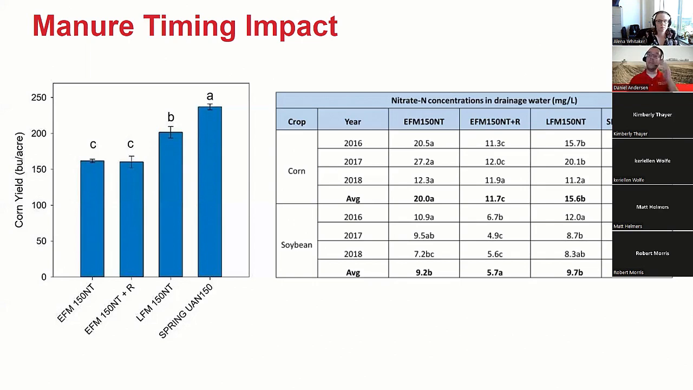And that spring UAN did have a significantly lower nitrate level in the concentration. That spring UAN is actually side dressed onto those plots, so it is very well timed. And there is a tillage difference between that spring UAN and the manure. But hopefully it continues to show that by improving timing, we can get a lot better nitrogen capture. And I think those yield differences are quite striking, right? 40 bushels from going from early fall to late fall, another 30 bushels by going from fall to spring potentially.